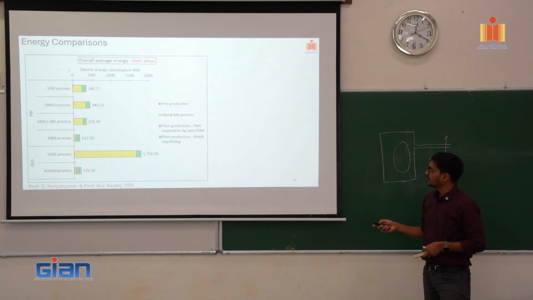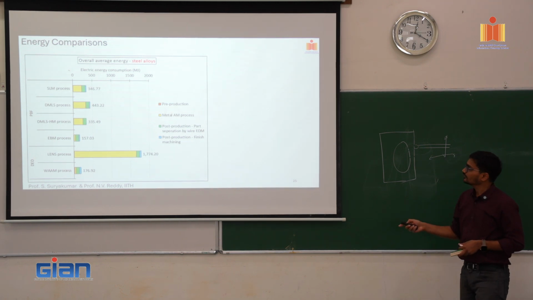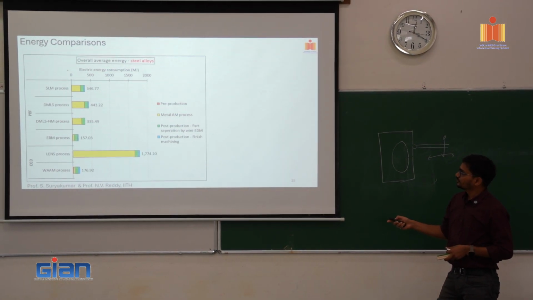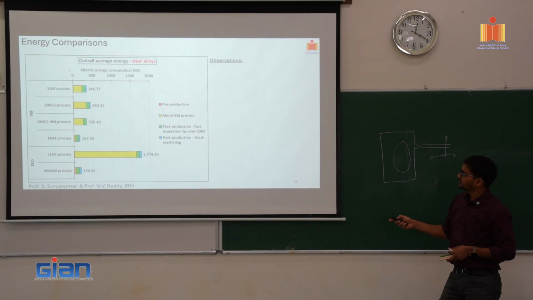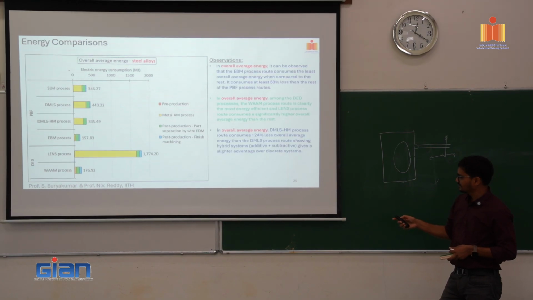Now this graph basically shows the same thing. Here we can see that for a LENS process the energy requirement for additive manufacturing is quite high, and for WAM it is quite low. In most of the cases, most of the energy is coming from the metal AM process.